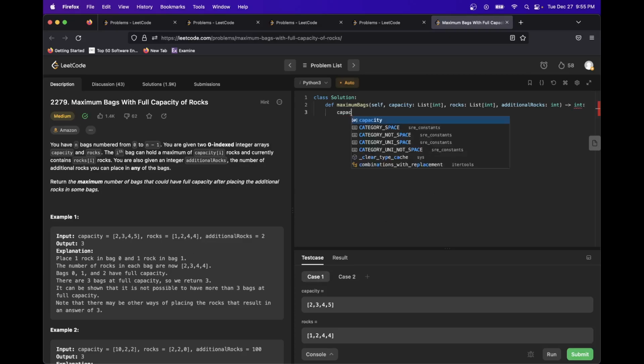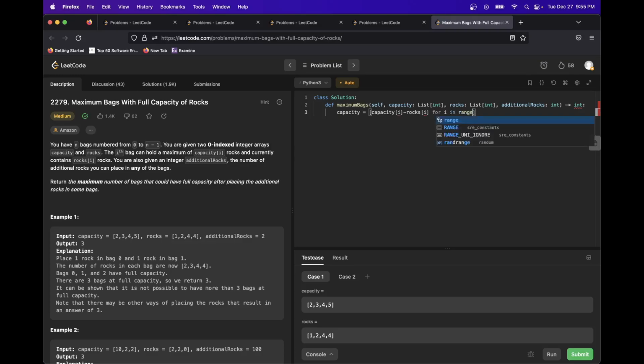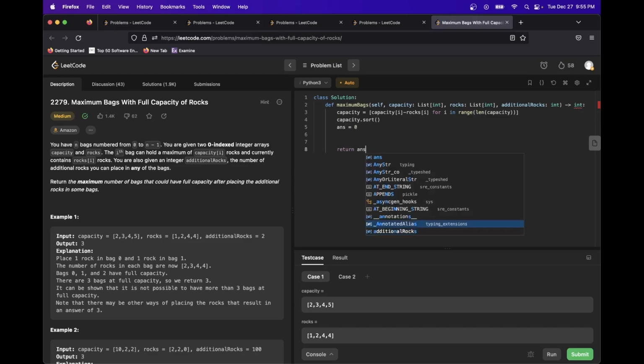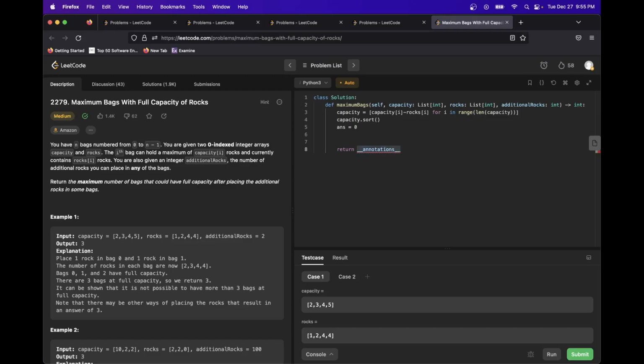So we can say something like capacity equals capacity at i minus rocks at i, aka the total left we need to fill it, for i in range length capacity. And then from there we can say capacity dot sort. So now we're starting with the smallest ones, and then we'll say ans is 0, and in the end we want to return ans.